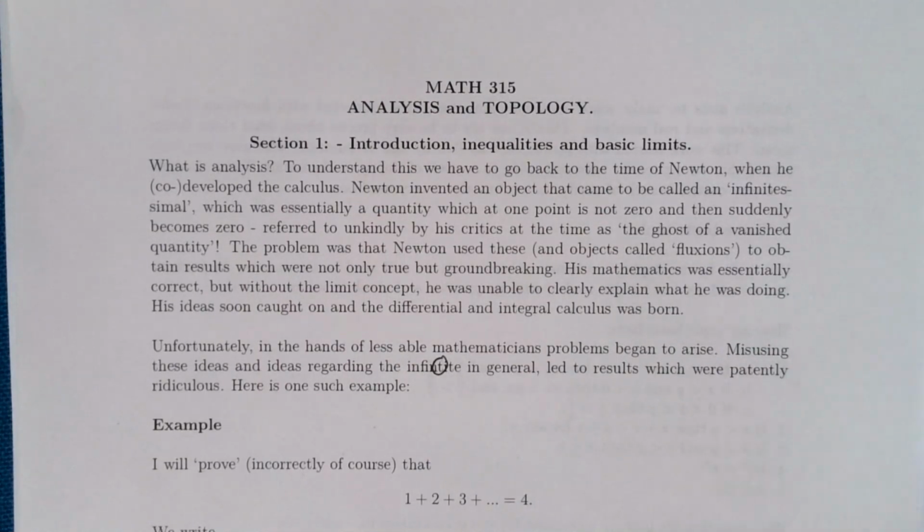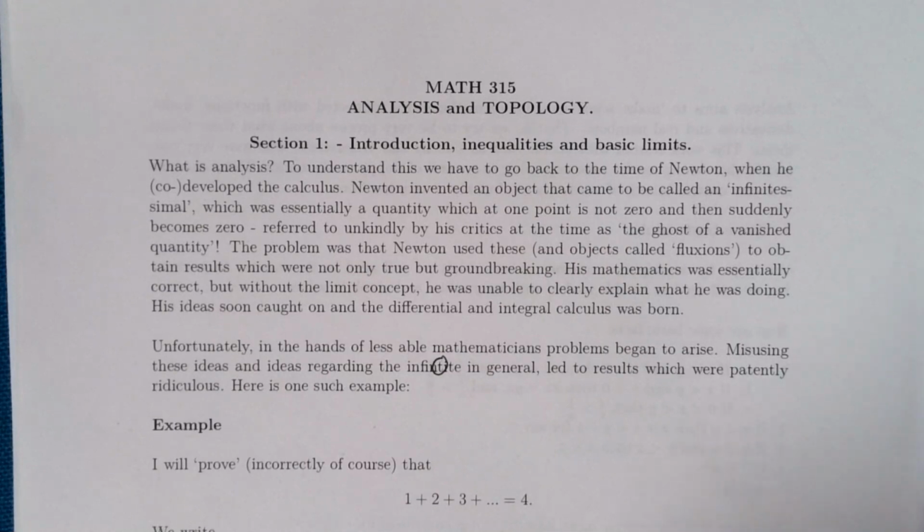Now, the problem was that Newton used these and other objects called fluxions to obtain amazing results in physics that were not only true but quite groundbreaking. And in fact, Newton was very loath to publish his work on calculus, which is why Leibniz probably published it first, even though Newton may have discovered it beforehand. And he used the calculus to get results, but then he went back and tried to prove the results using geometry and geometric methods. It took him a while before he actually published anything on calculus.